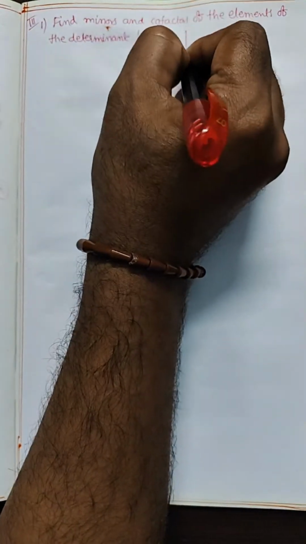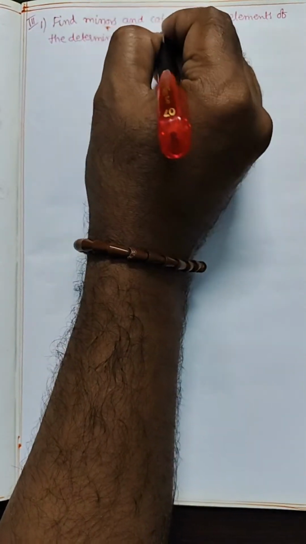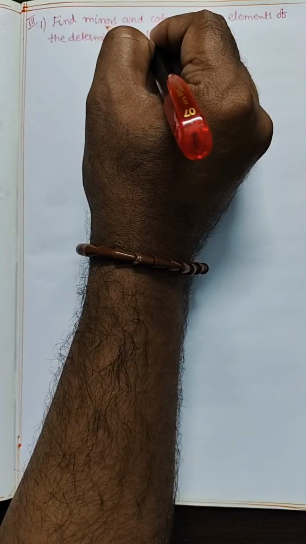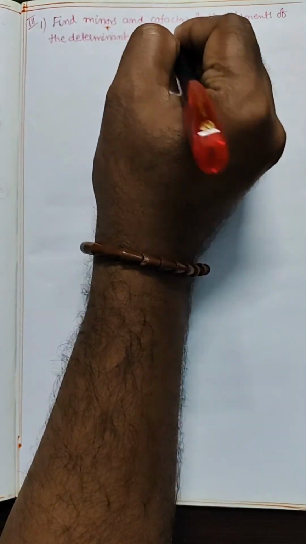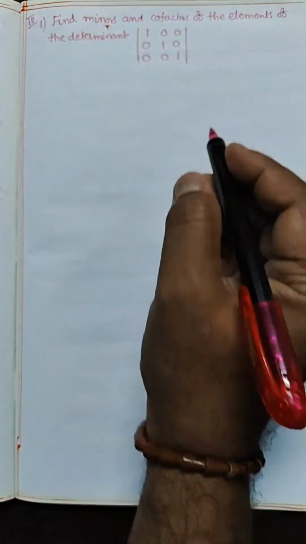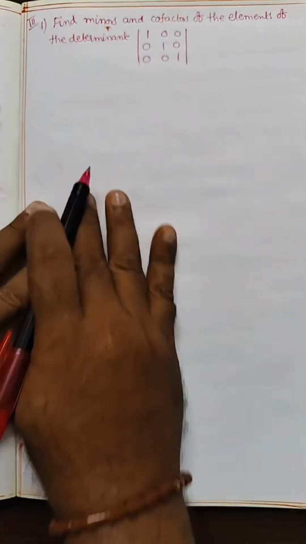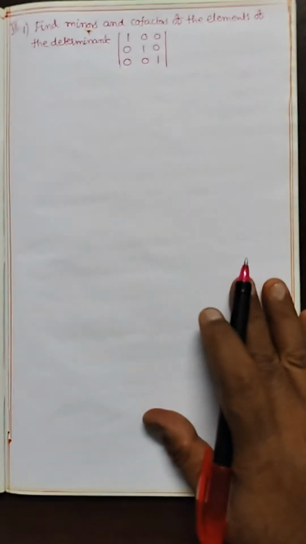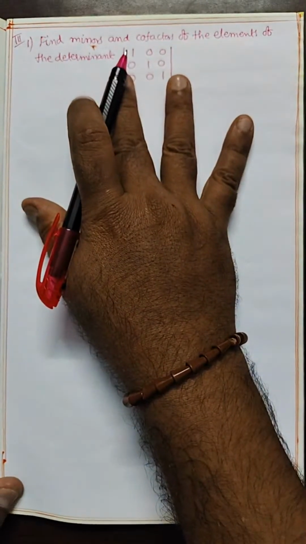The determinant is 1 0 0, 0 1 0, 0 0 1. Okay, dear students, this is the question. For this, we need to describe that.